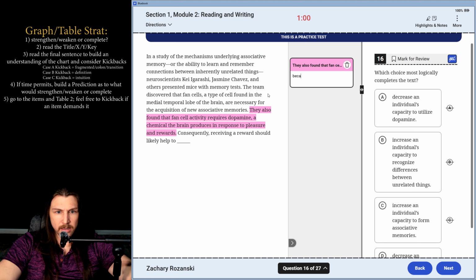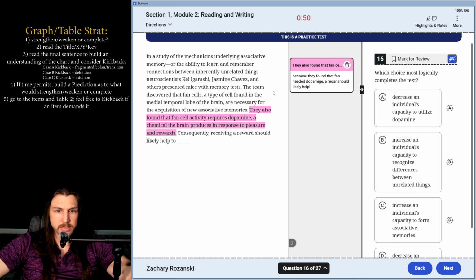So we've got this idea. Because they found that fan cells needed dopamine, a reward should likely help what? What is a dopamine? Dopamine equals pleasure. Sure, I knew that. But then a fan cell. Fan cells, a type of cell found in the medial temporal lobe, are necessary to form new associative memories. So fan cells make new associative memories. Okay. A fan cell needs dopamine.